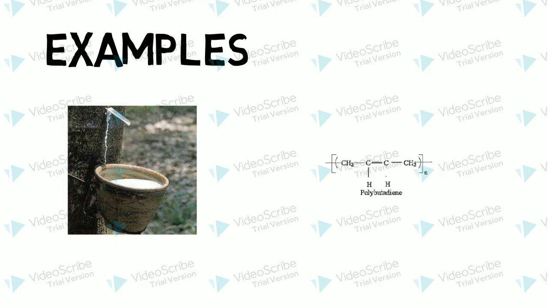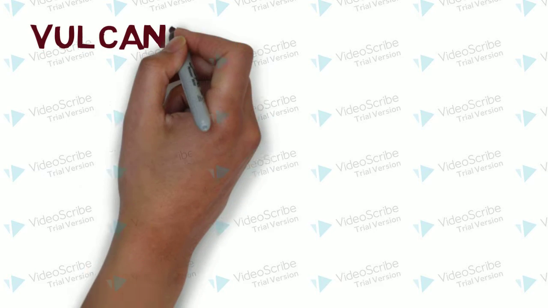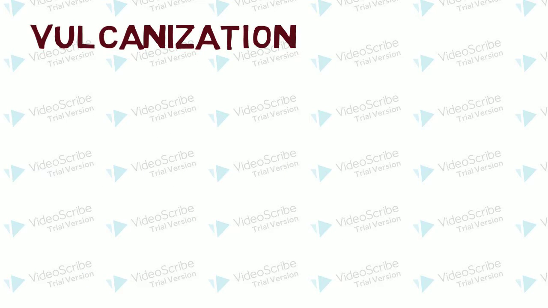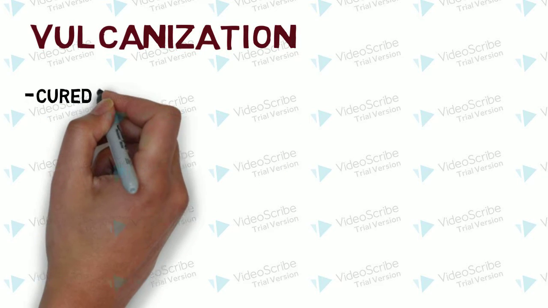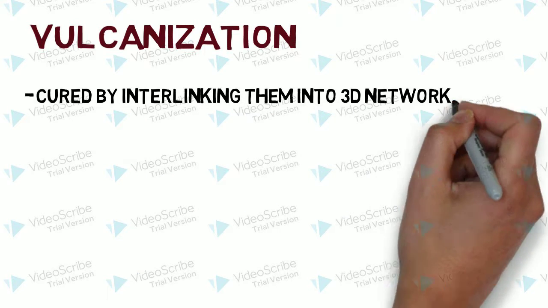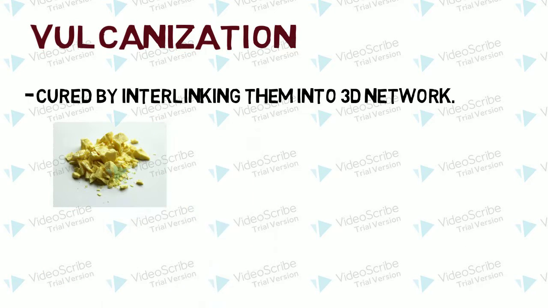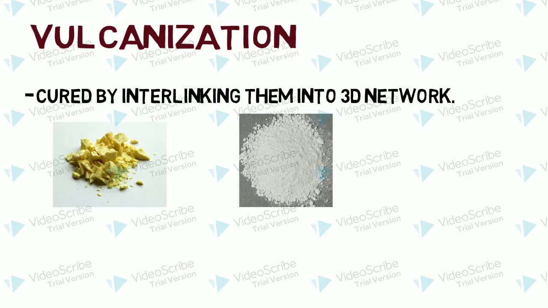One way that elastomers are manufactured is known as vulcanization. It is a chemical reaction where crude rubber is cured by interlinking them into a three-dimensional network of rubber. Sulfur and white lead are usually added. White lead acts as the catalyst.